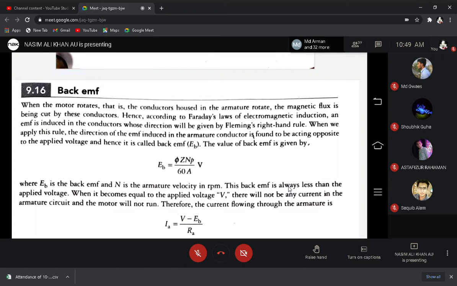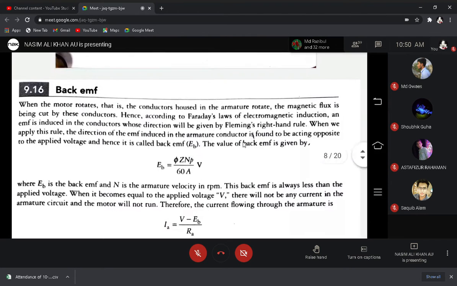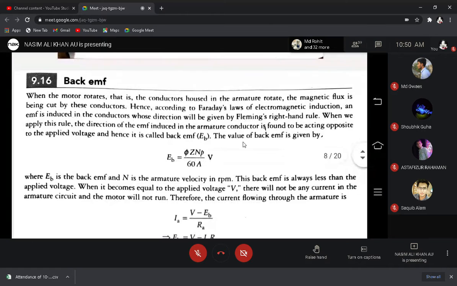Suppose the conductors housed in the armature rotate and the magnetic flux is being cut by these conductors, and according to Faraday's law an EMF is induced in them, whose direction is given by Fleming's right hand rule. When we apply this rule, the direction of the EMF induced in the armature conductor is found to be acting opposite to the applied voltage, and hence it is called back EMF.